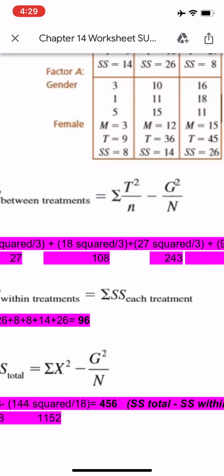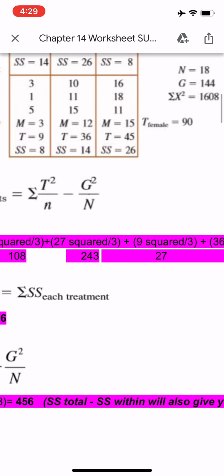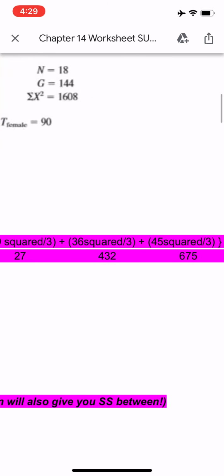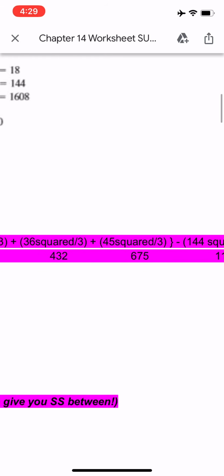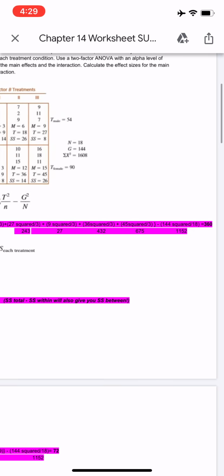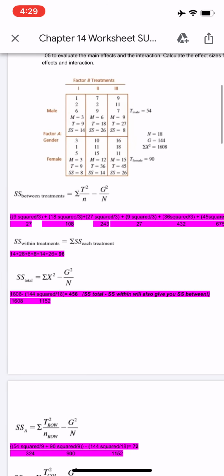9 squared divided by 3 is 27. 18 squared divided by 3 is 108. 27 squared divided by 3 is 243. 9 squared divided by 3 is 27. 36 squared divided by 3 is 432. And 45 squared divided by 3 is 675. Minus G squared over big N, which is 144 squared divided by 18. When you take the sum of these numbers and subtract it from 1152, you will get 360.